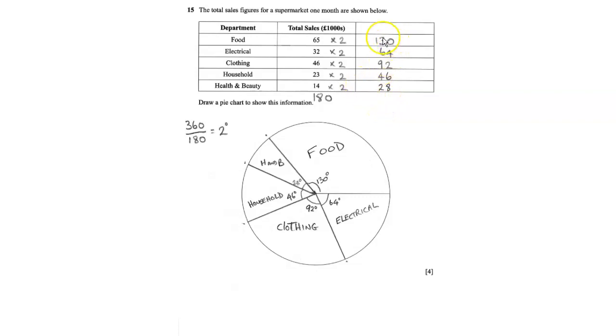So once you've got your angles in your last column there, you just use those angles and draw it with a protractor. And you can label everything as you go round.